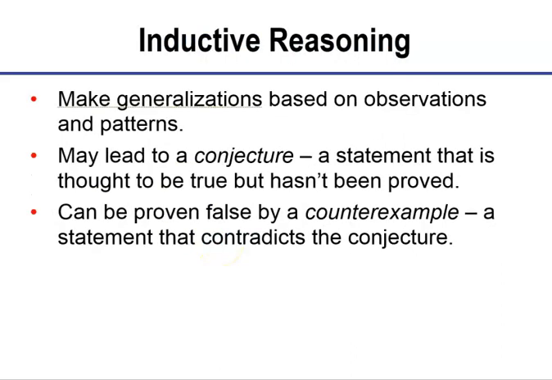Now let's talk about inductive reasoning. You make generalizations based on observations and patterns. It may lead to a conjecture, which is a statement that is thought to be true but hasn't been proved. So it's just an idea. It's a thought of what could happen and may be true. And finally, it can be proven false by a counterexample. Y'all, that's what we did just a minute ago, right? When we did 13 or 14, we had a counterexample showing why the particular pattern doesn't hold true, okay?